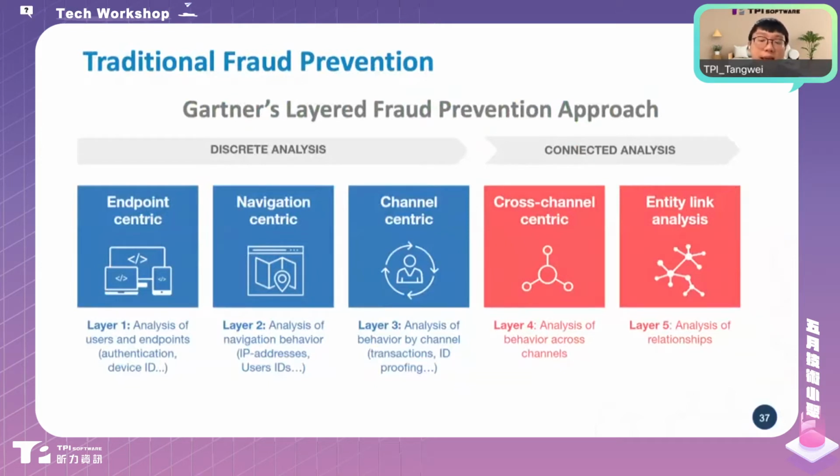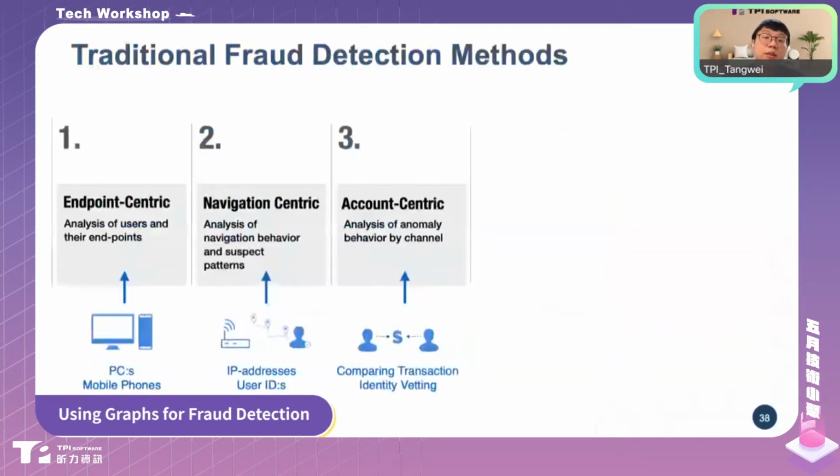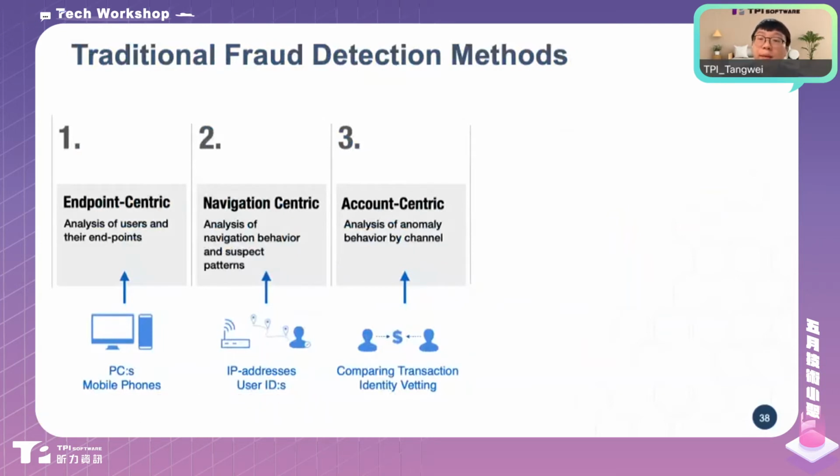What they mean is that they have this 5-layer model for fraud prevention. So the first 3 elements of that model are traditional fraud detection methods, and are what we mentioned before in terms of event-based transactional type fraud detection. So like the endpoint-centric layer, to identify users by the device they use, the PCs and the mobile phones, and looking for odd behavior for those accounts among their endpoints.